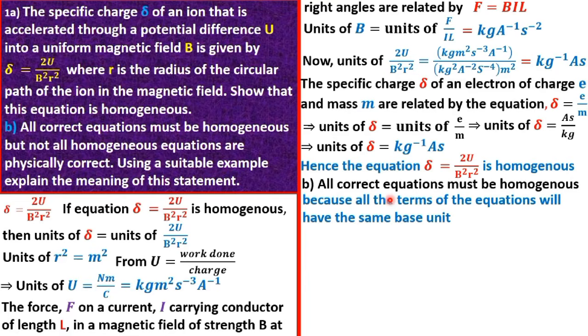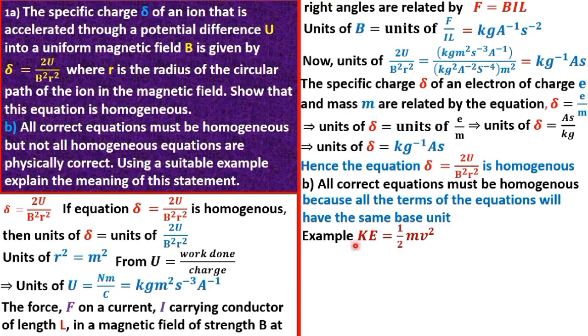Okay, so, friends, this is simply the explanation of that first part, which is saying that all correct equations must be homogeneous. That's true, because all the terms of the equations will have the same base unit. Now, let's look at the next part, friends. We shall have two answers to give for the next part. The next part now is simply saying that we should explain using stable examples the meaning of this statement.